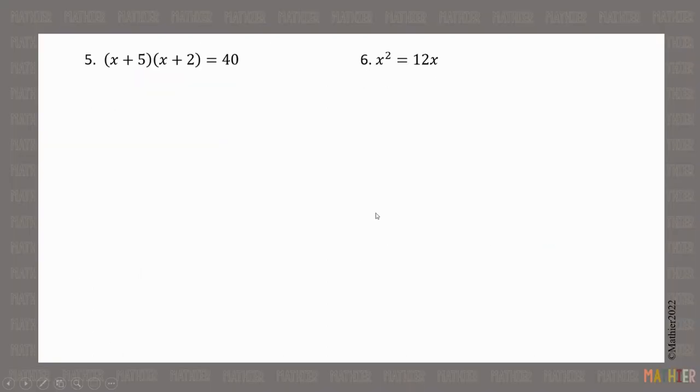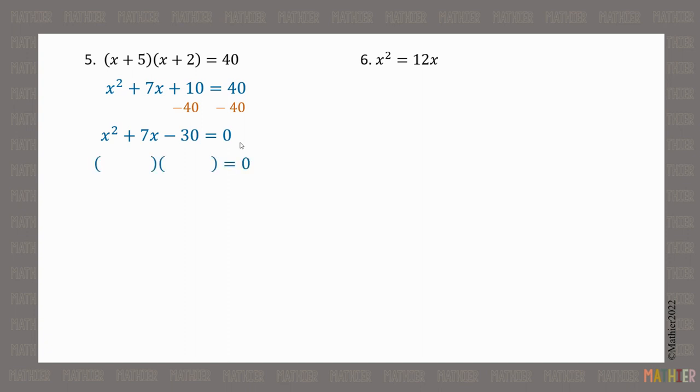Number 5, we have to distribute the x and distribute the 5. So x times x gives us x squared. X times 2 gives us 2x. Then distributing the 5 times x is 5x. So we combine that 2x and 5x to get the 7x, and 5 times 2 to get 10. So that's just our FOIL method. To get it in standard form, we need it to equal 0. So subtract 40 from both sides.